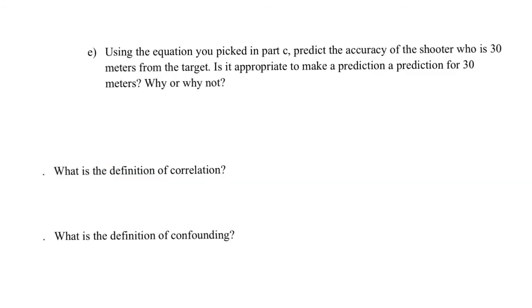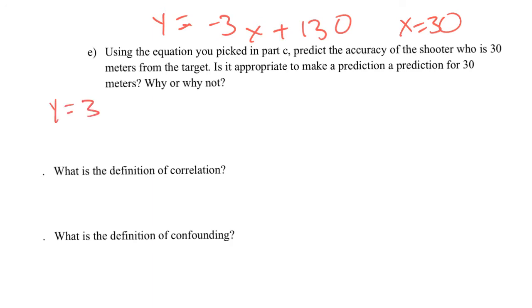For letter E, we're going to use that same equation, which was negative 3x plus 130, to predict the accuracy of a shooter who is 30 meters away from the target. So we're going to do it just like we just did, negative 3 times 30 plus 130, which gives us 40. Now, is it appropriate to make the prediction here?